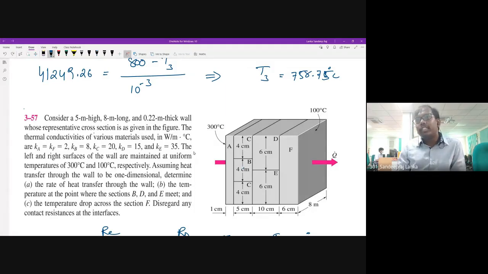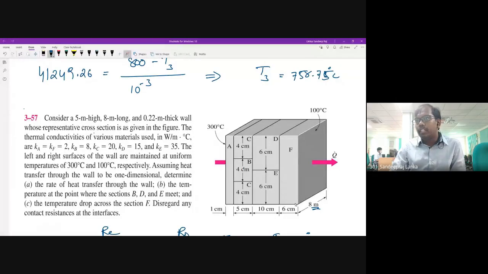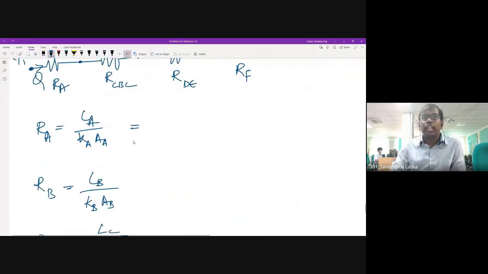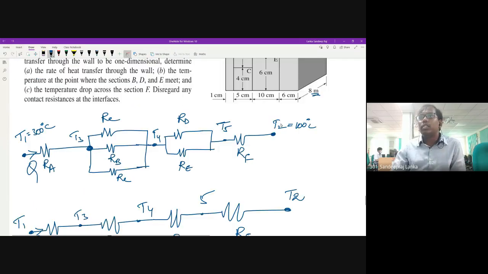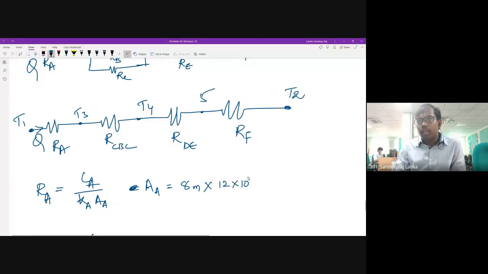So what is the area? Somebody tell me. For the A case, I have to take wall A and take the area. Somebody please tell me this. 8 into this value. Okay, 8 into this area, perpendicular to the direction of heat transfer. So the area here, I'm writing just the AA value here. The remaining things you can substitute for yourself. 8 meters into 6 plus 6 is 12, or 4 into 3 is 12. Only one thing you have to make. So 12 into 10 to the power of minus 2. I can substitute here. So that area will get here.